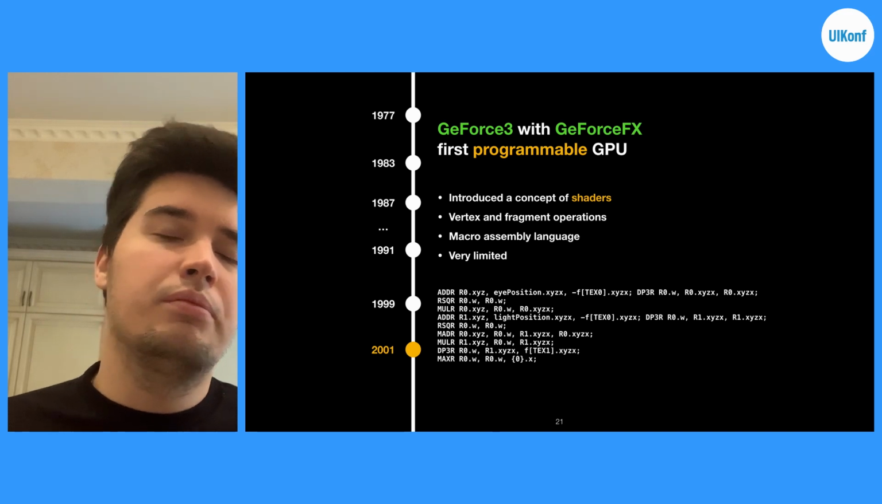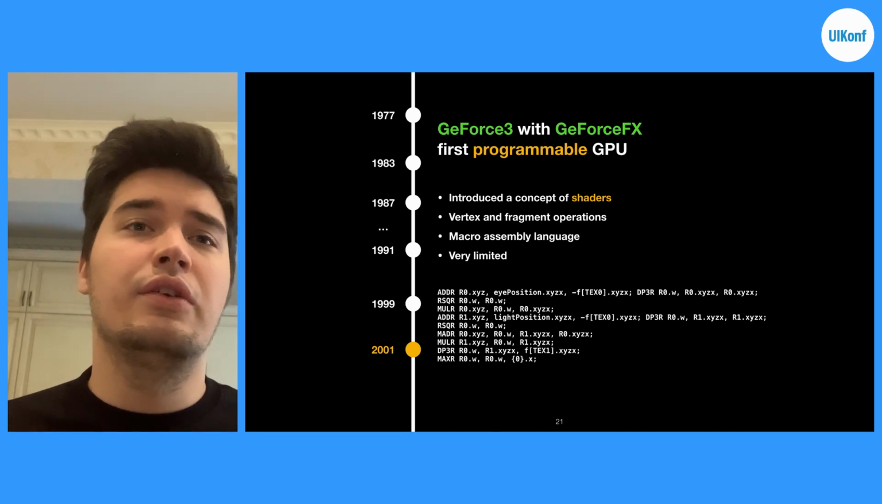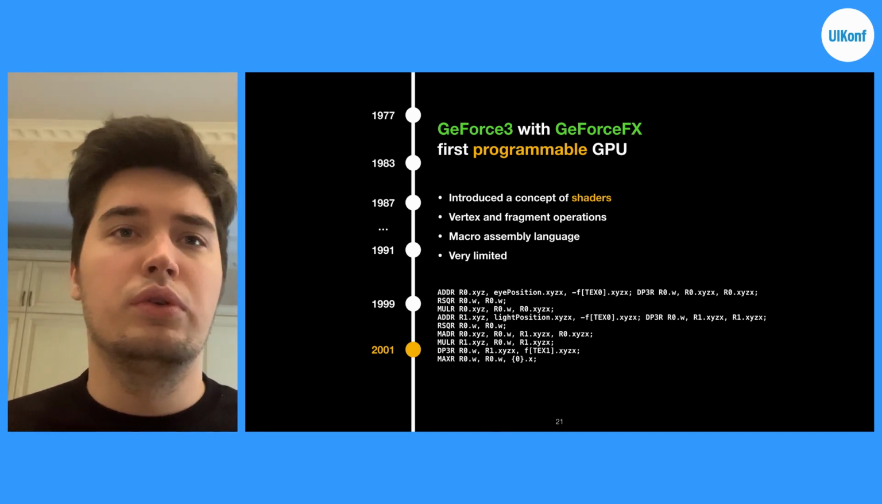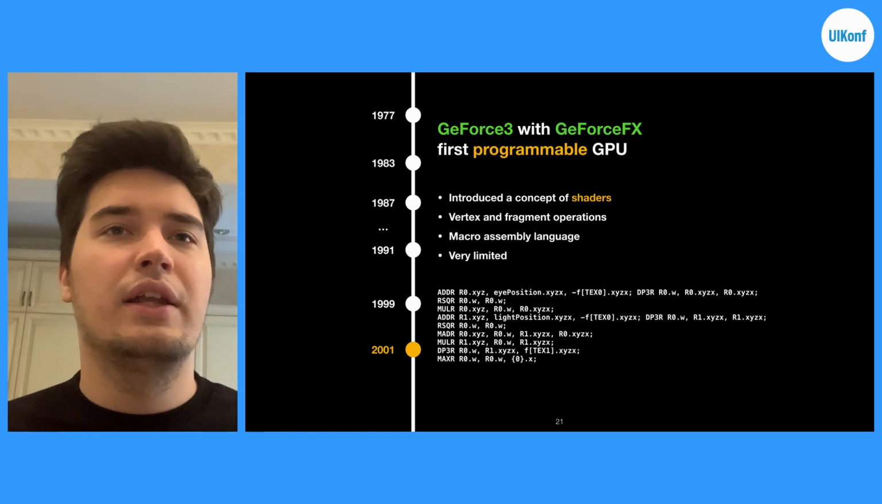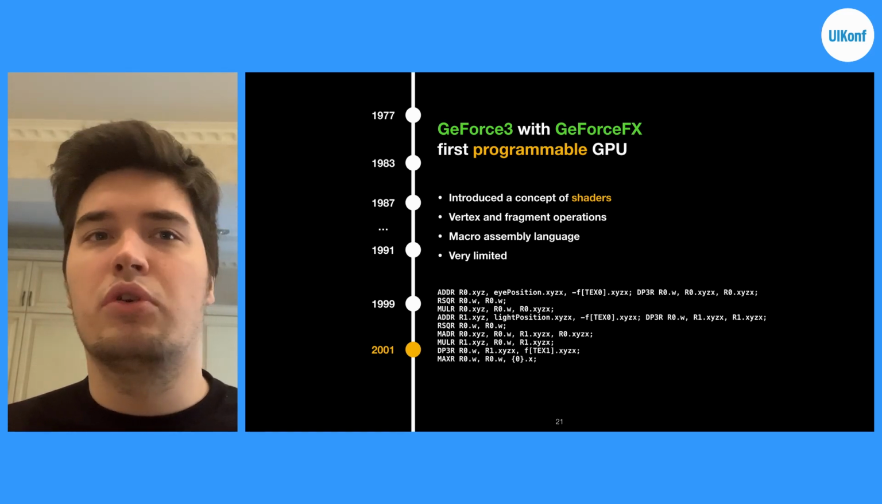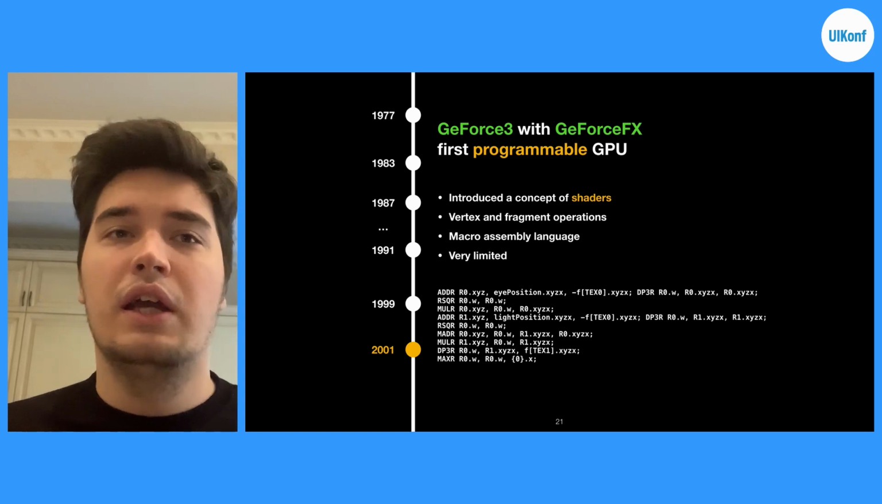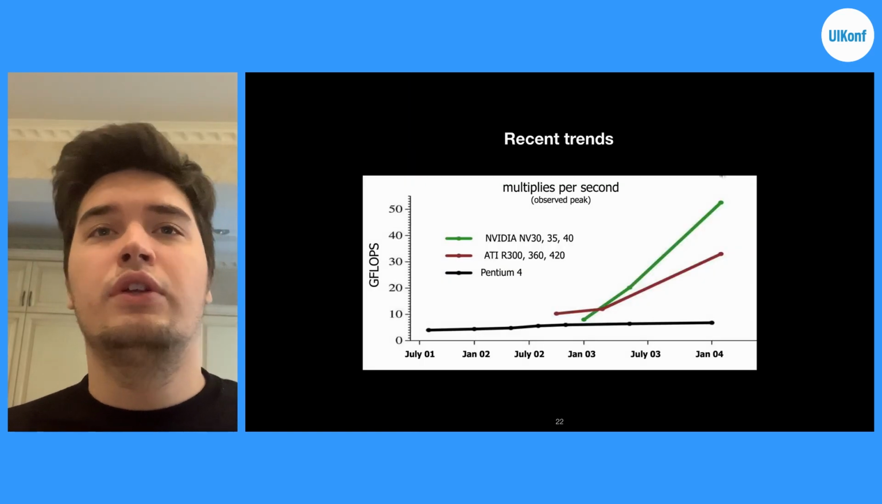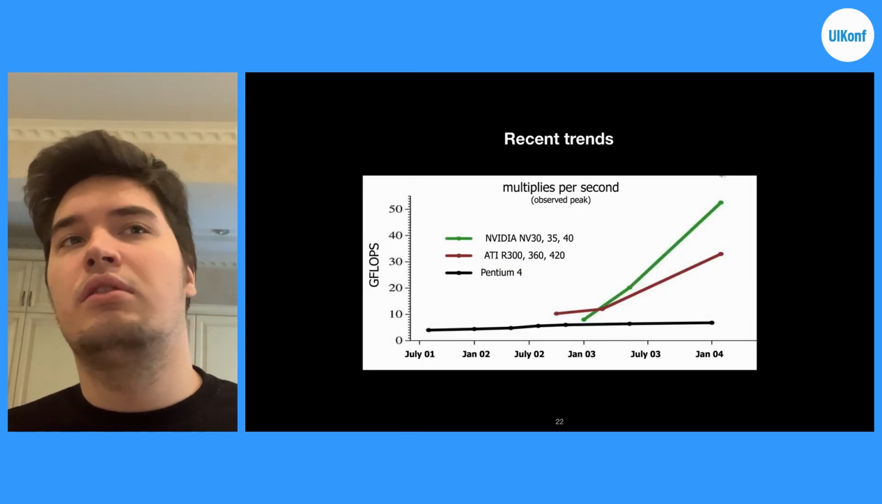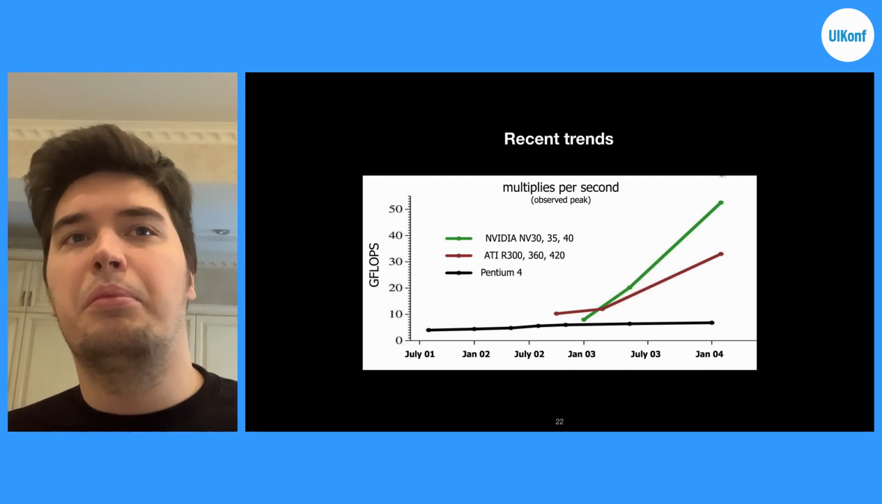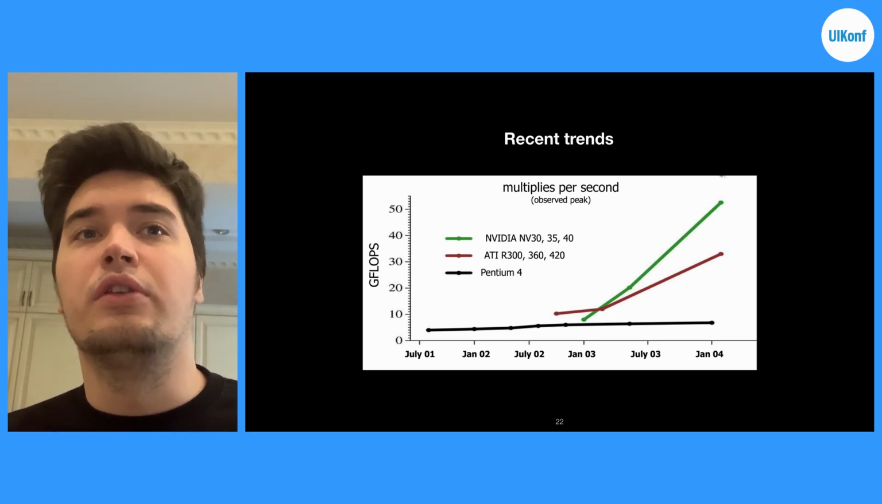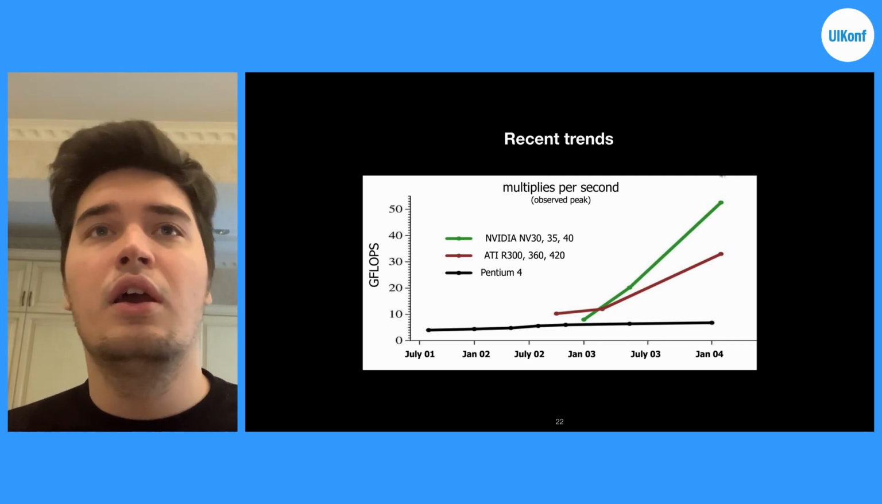But one thing that is important to understand is that the first programmable GPU was very limited. You had to be like a PhD in computer graphics in order to do that, but it was possible. And right after that happened, it immediately started to be clear that the gap between the potential performance of CPU and GPU started increasing significantly.